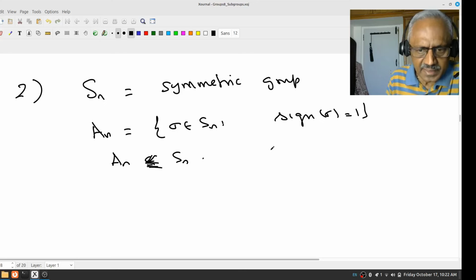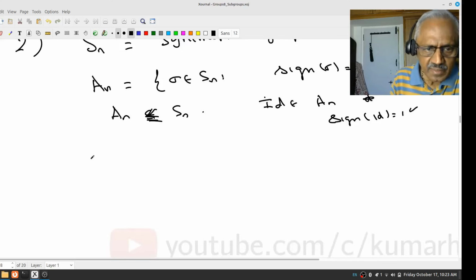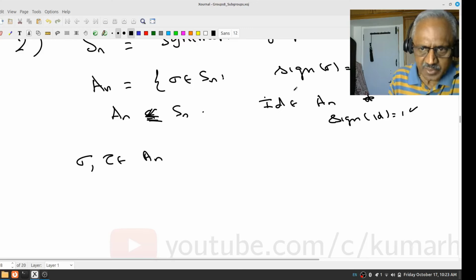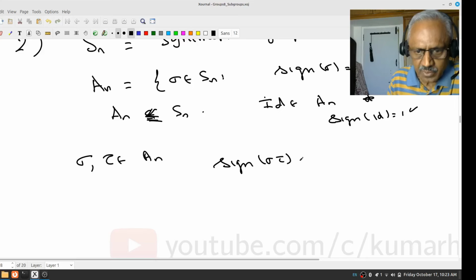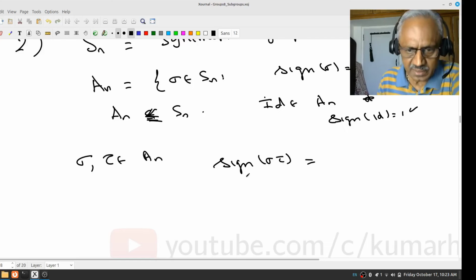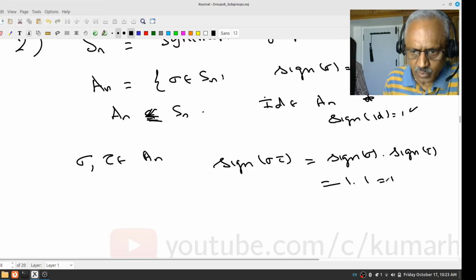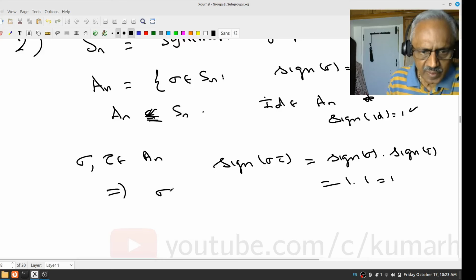Why? Identity permutation is in An because sign of identity is 1. Next, whenever sigma and tau are in An, that means sign of sigma is 1 and sign of tau is 1, then I would look at sign of sigma tau. Notice that when we defined the sign of a permutation, we saw that sign of sigma tau is sign of sigma times sign of tau. But each is 1, and 1 times 1 is 1. Therefore, sigma tau is in An.